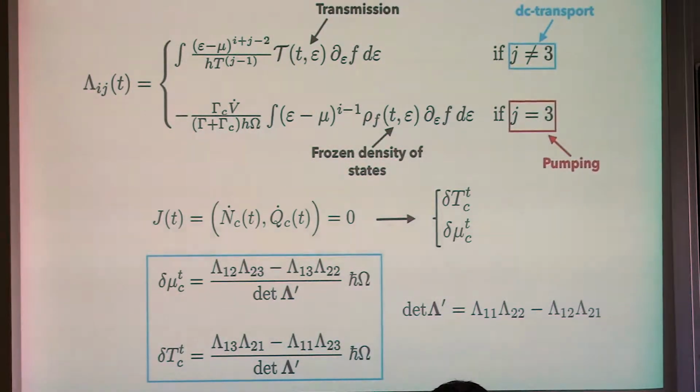So it is pumping. By imposing the condition of vanishing fluxes, zero charge and zero heat, we can find an expression for the deviation of the temperature of the floating contact and for the deviation of the chemical potential. And you will find a simple 2x2 linear set of equations with the solution. The shape of the solution is not very important, but the result is.